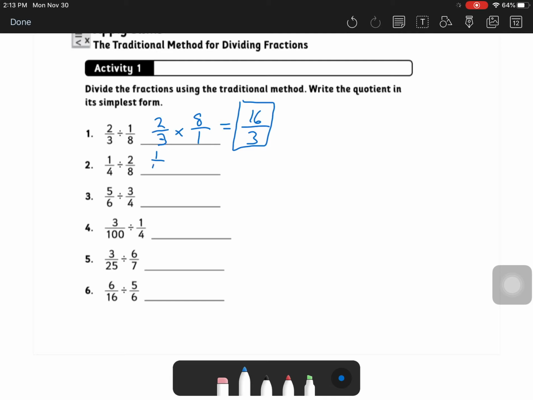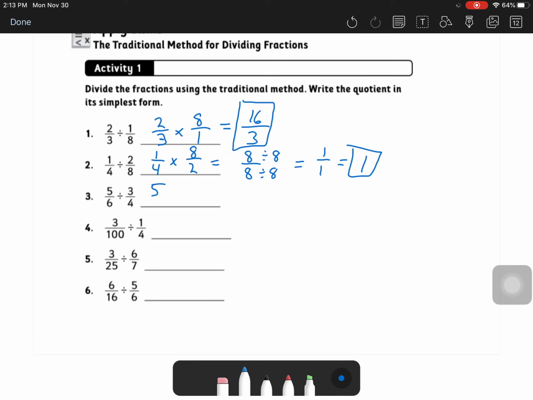Number 2, 1/4 times, and then we're going to flip this over to 8 over 2. So 1 times 8 is 8. And 4 times 2 is 8. Okay, so if we have the same number on the top and bottom, right? I think we remember what that is. That's just equal to 1, right? If I divide by 8, I get 1 over 1, or just 1 for my answer.